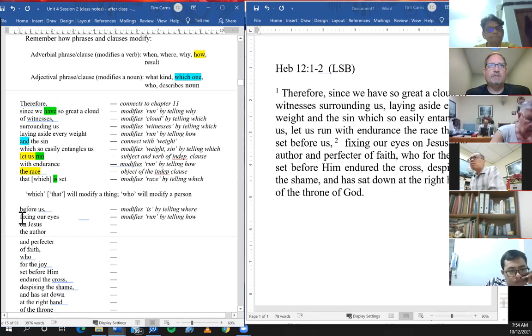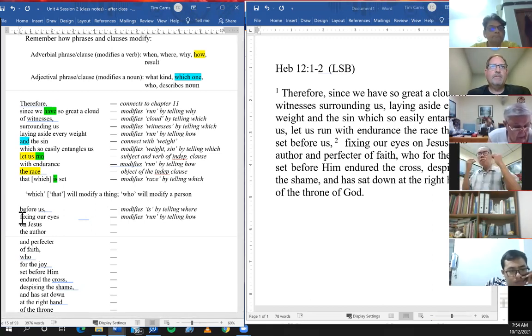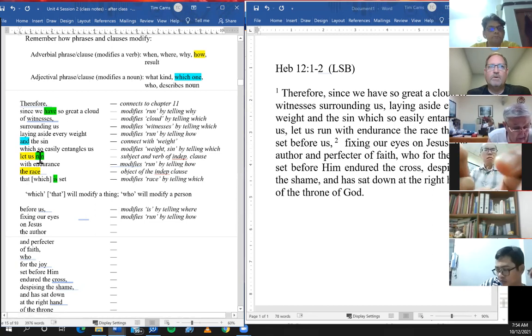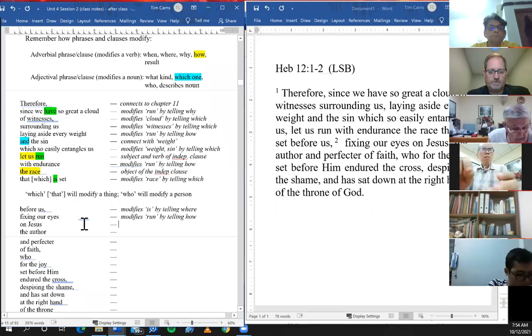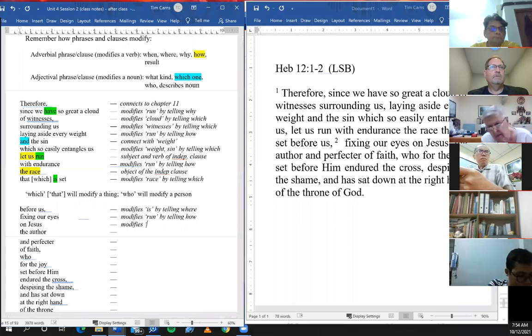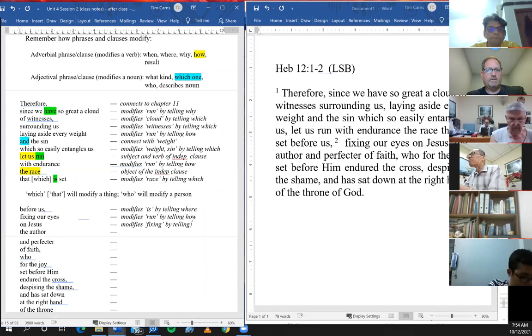Okay, that wouldn't make much sense. That is set. How is it set? Fixing our eyes. No. It makes more sense that it's describing run, as you put. So very good. How about on Jesus? On Jesus, where we fix our eyes on. Okay, good. So modifies fixing by telling, what question does it answer? Where should we fix our eyes? Where? Good. Yes.